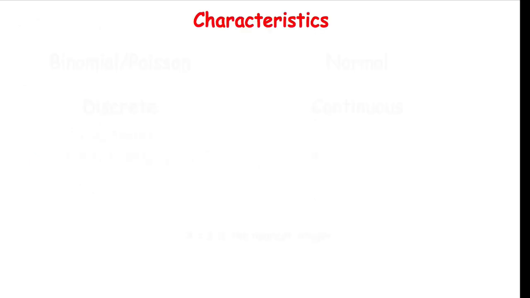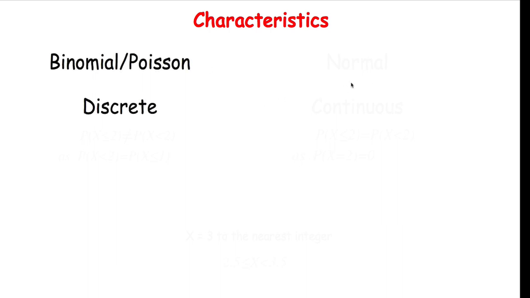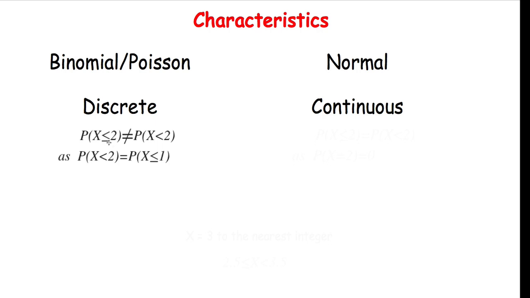Okay, let's have a look at some characteristics. We know that the binomial and the Poisson are discrete distributions. The normal is a continuous distribution. So what does that mean for the binomial and the Poisson? Well, essentially it means that the probability that x is less than or equal to, say, 2 is not going to be the same as the probability that x is less than 2. The reason being that the probability that it's less than 2 is going to be the same as the probability that it's less than or equal to 1, and that's because it's discrete. However, with a continuous random variable, the probability that x is less than or equal to 2 is going to be exactly the same as the probability that x is less than 2, because the probability that x equals 2 is going to be 0.